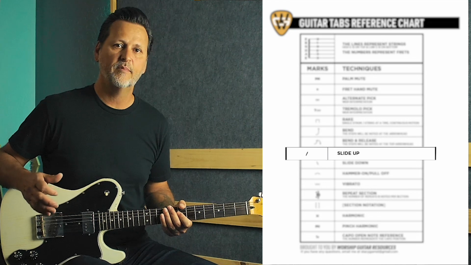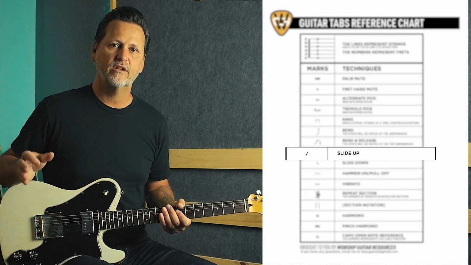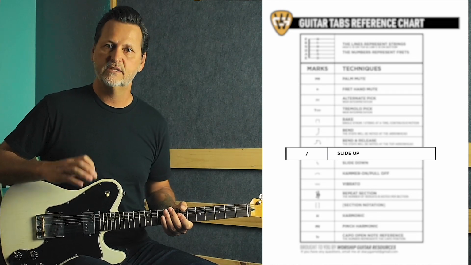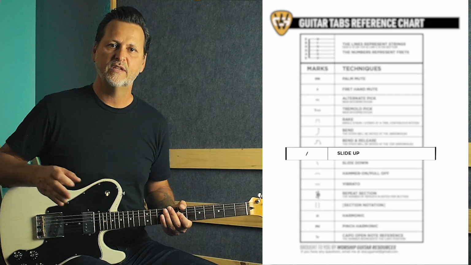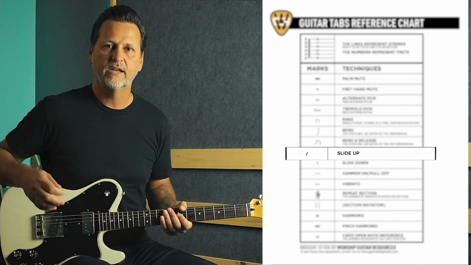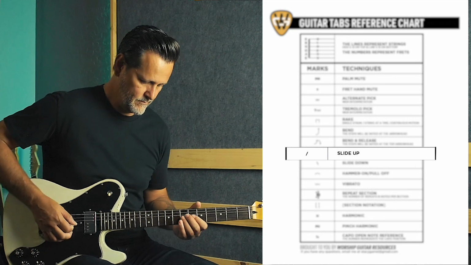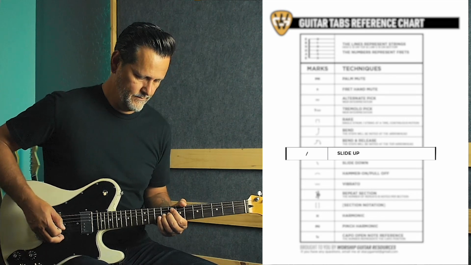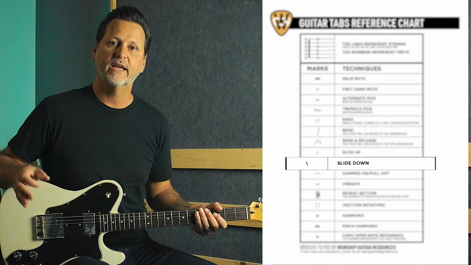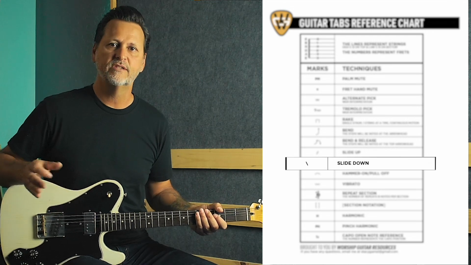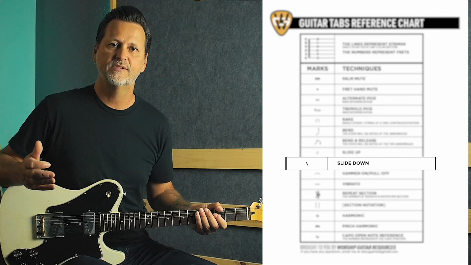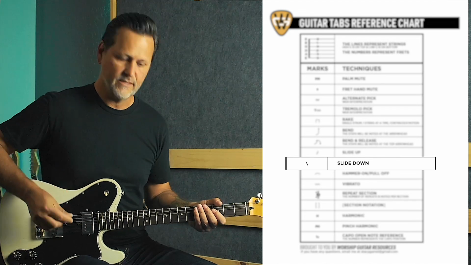Next we have slide up, which is just a forward slash that'll either follow a note that's being slid out of or precede a note that's being slid into. And a slide up can sound like this. Next we have slide down, and that's a backslash, and it'll be similarly noted to slide ups, and it could sound like this.